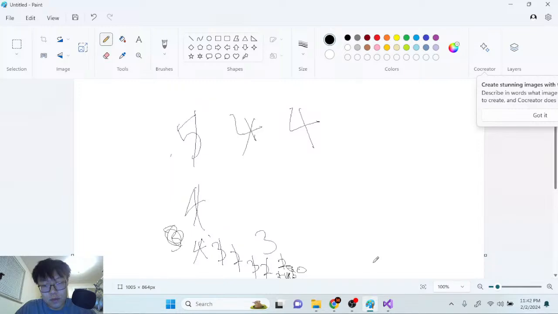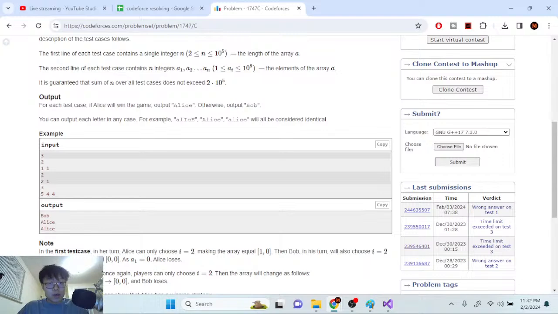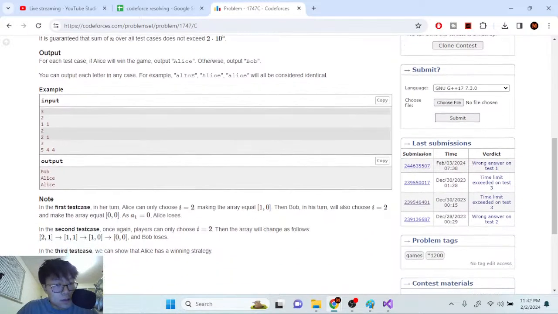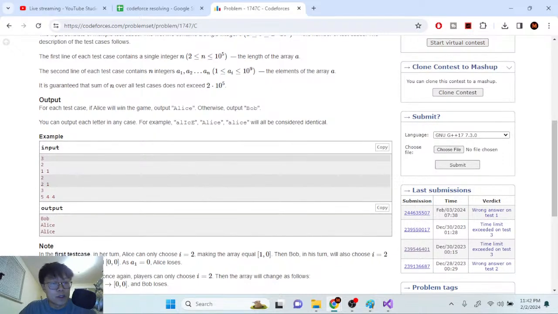Okay, so then Bob wins. In our situation, Bob would win. Okay, but really it's Alice that wins. What about the third case? What is Alice's winning strategy then?